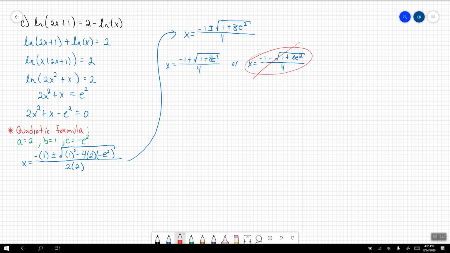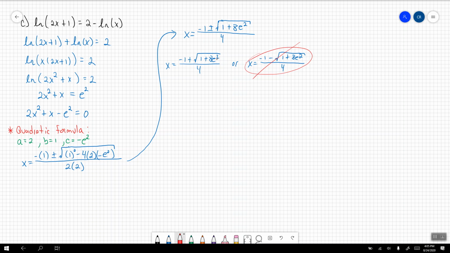And I want you to take a look at the very first equation that was given on the right hand side. We have a natural log of x. So if we take this answer and insert it into natural log of x, we get an undefined value. Now for the next answer, negative 1 plus square root of 1 plus 8e squared.